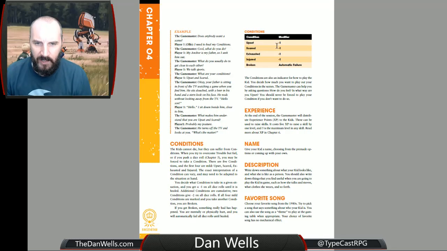Oh, here they are. I found them accidentally. Upset, scared, exhausted, that's the one I couldn't remember, injured, and broken. And so when you make a test on a trouble, let's say that it is a social test, that contact test that we were talking about. If you roll a success, then you know that police officer and they will help you. If you fail, you still know that police officer, but he's going to make your life hard in some way. And you are going to suffer either a story setback or an actual condition.